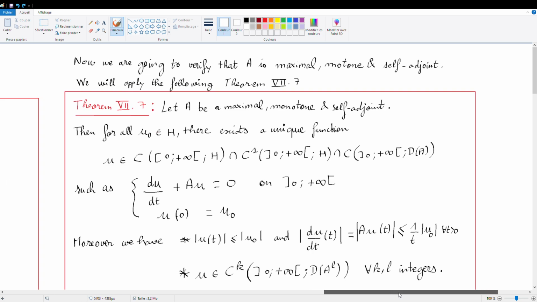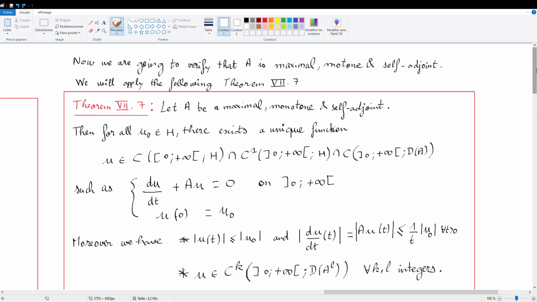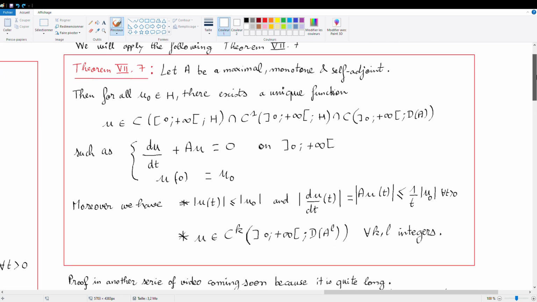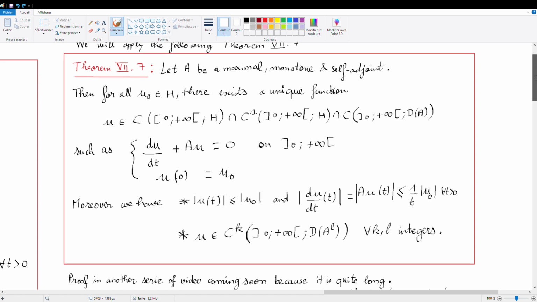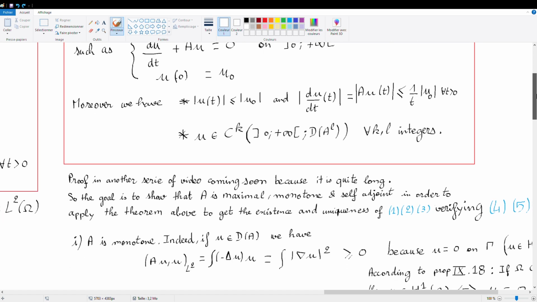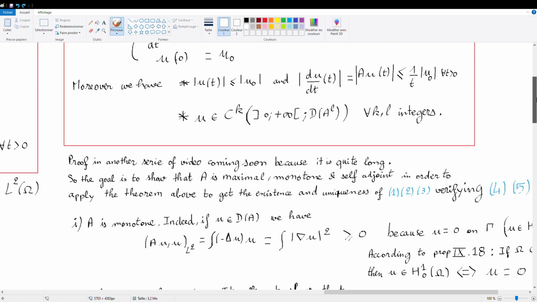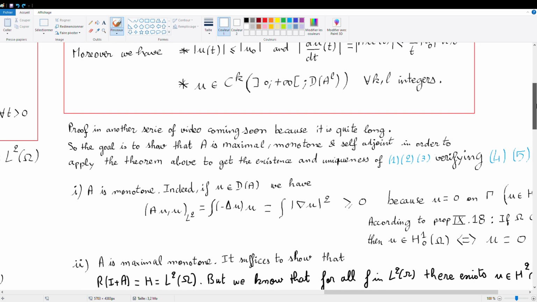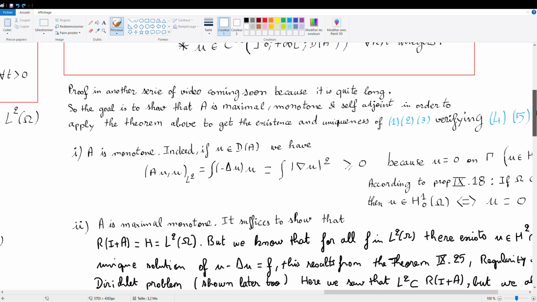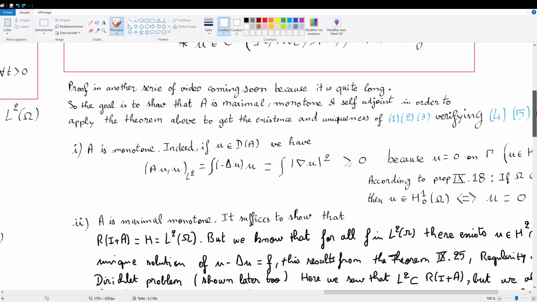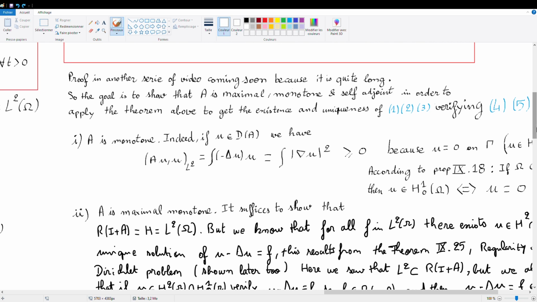We will apply the following theorem 7.7. This theorem says that if A is maximal monotone and self-adjoint, then for all u0 in H, there exists a unique function verifying the following conditions. The proof will be shown in another series of videos coming soon because it is quite long. So the goal is to show that A is maximal monotone and self-adjoint in order to apply the theorem above to get the existence and uniqueness of 1, 2, 3, verifying 4, 5, and the rest.